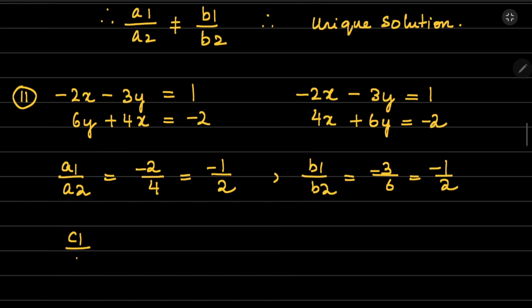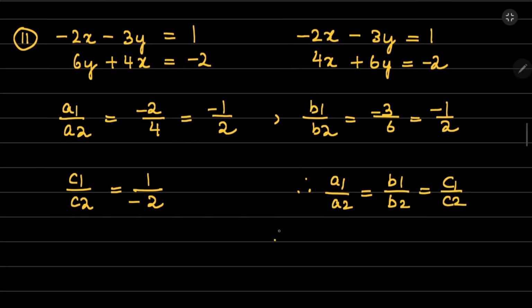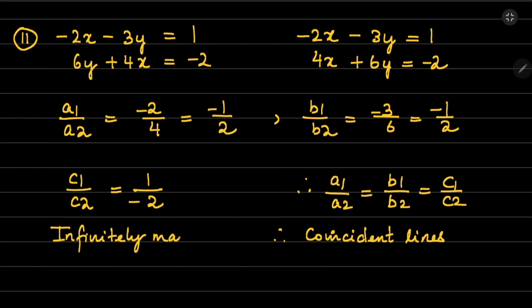And what is c1 by c2? It is again minus 1 by 2. Therefore, since A1 by A2 is equal to B1 by B2 and this is also equal to C1 by C2, they are coincident lines. This given system of equations represents coincident lines. What do you mean by a system having coincident lines? That means they have infinitely many solutions.